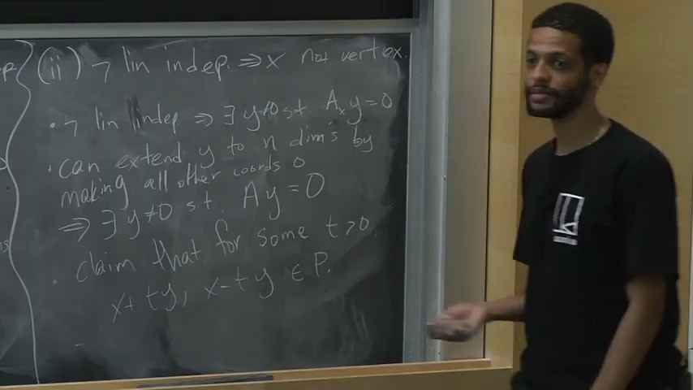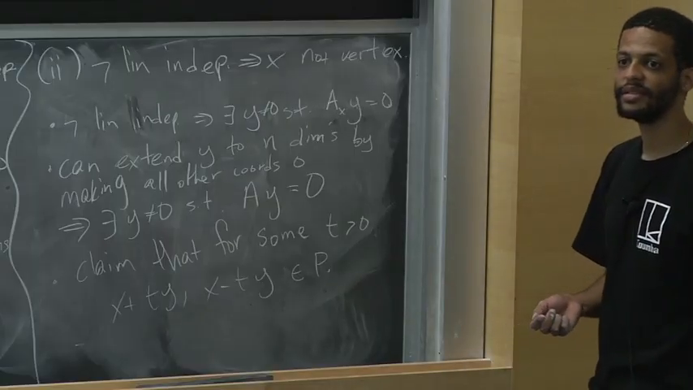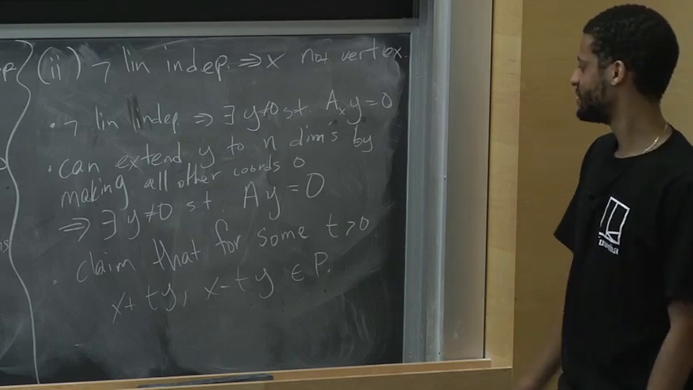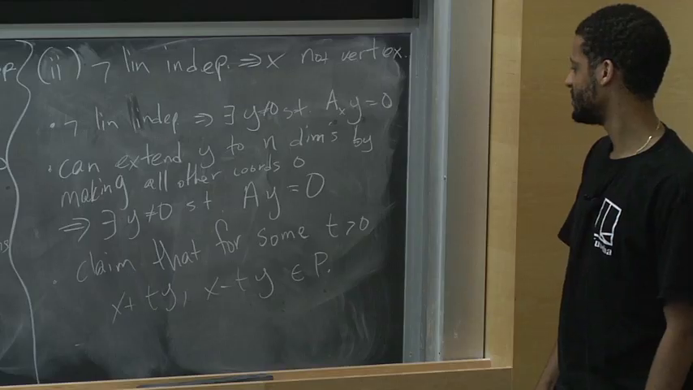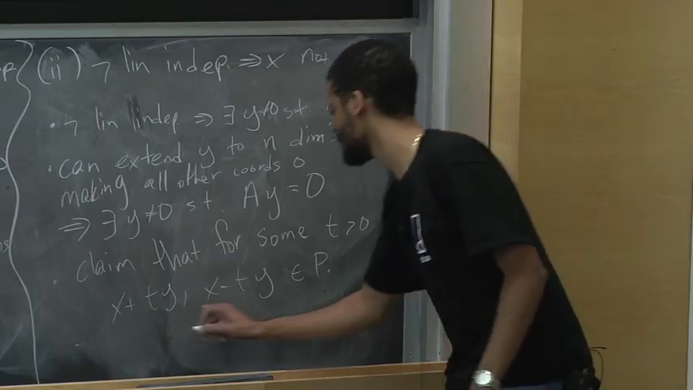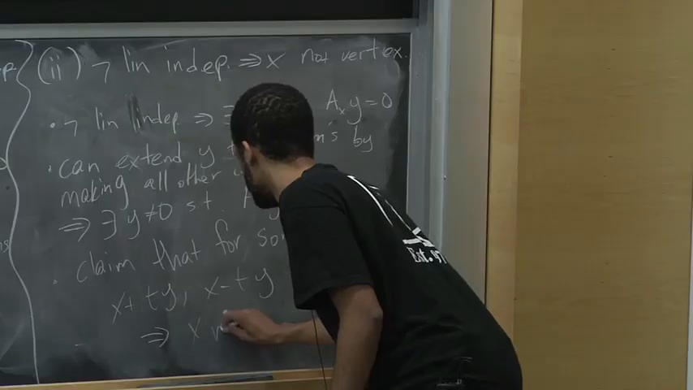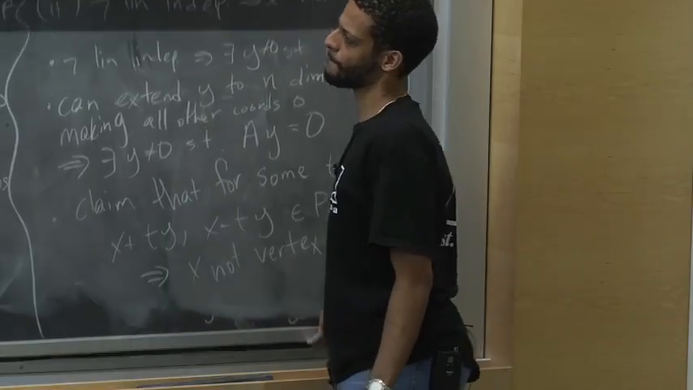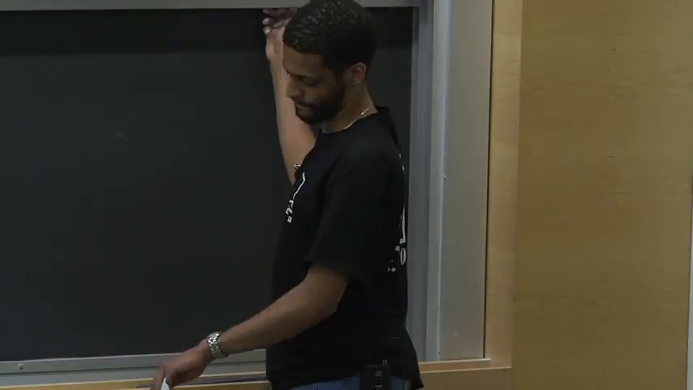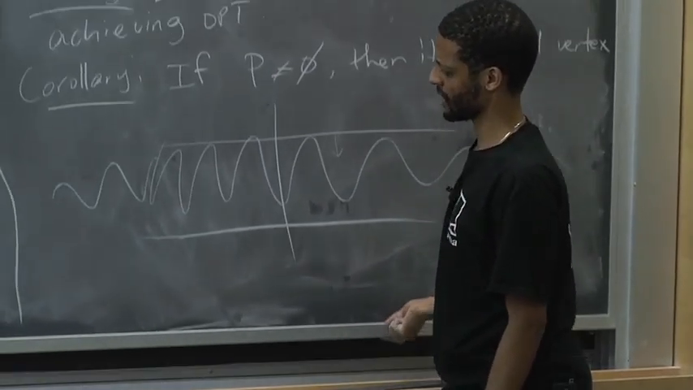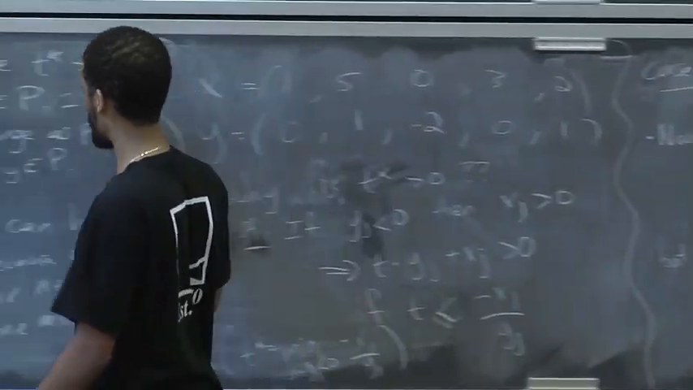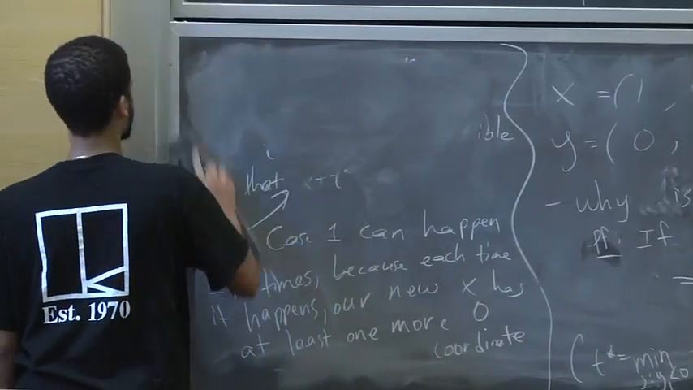So yeah, so y is now ty. So this implies that x is not a vertex. Okay, good. So now I can finally tell you what the simplex algorithm actually is.